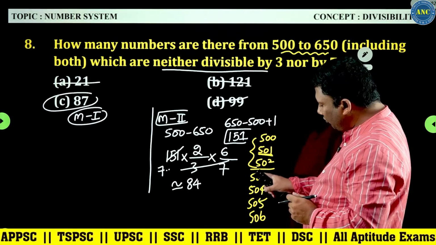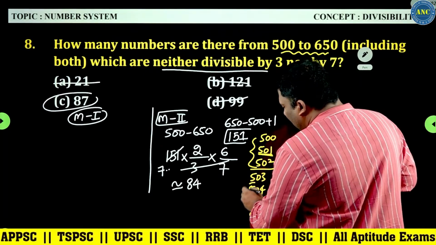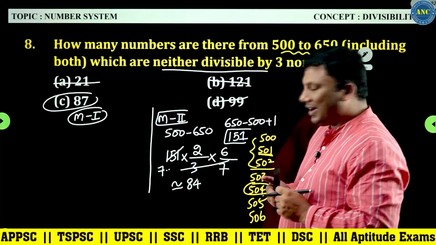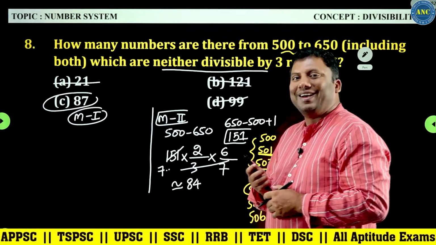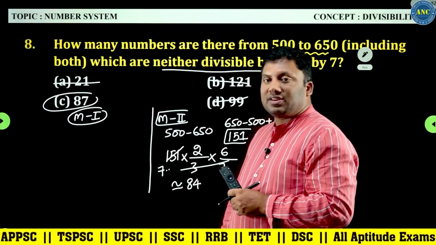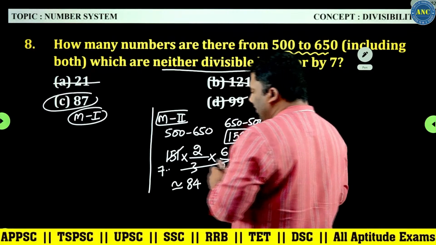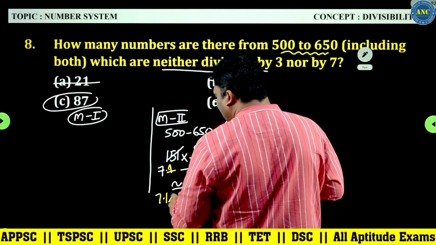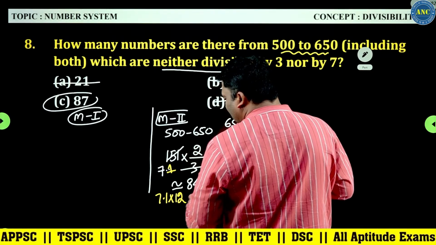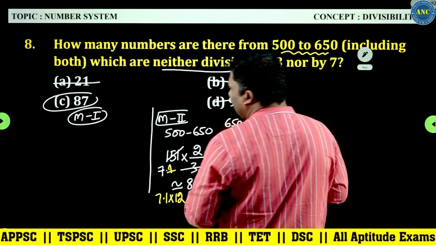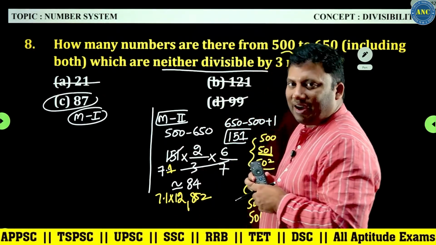Similarly, out of every 7 numbers, 1, 2, 3, 4, 5, 6, 7, how many are divisible? 1 is divisible. How many are not divisible? 6. I hope the idea is clear. 7 3s are 21, 21 7s are 147, so 151 divided by 7 is about 21.57, and 6 by 7 into 151 is about 129. Just greater than 85, it is 87. Are you all with me?